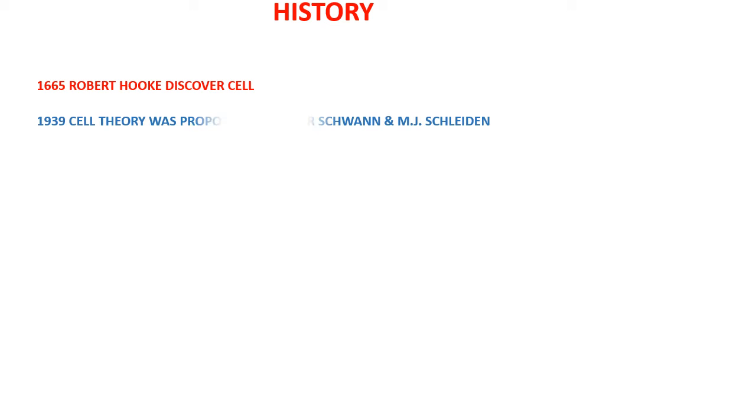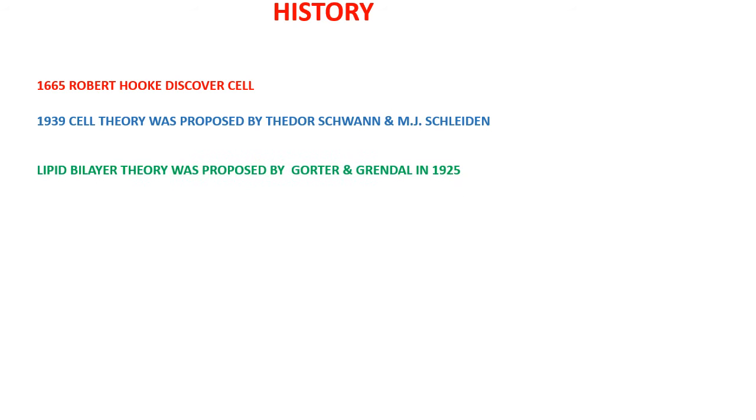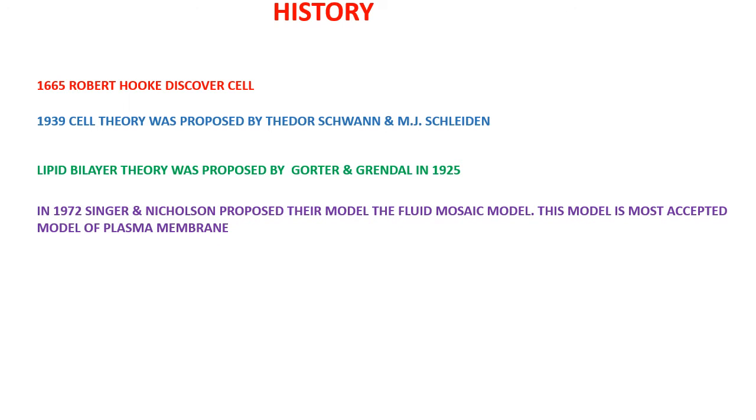Before studying the structure of the plasma membrane, let us see the history of the cell. In 1665, Robert Hooke discovered the cell. In 1839, cell theory was proposed by Schwann and Schleiden. We have already discussed it. The lipid bilayer model was proposed by Gorter and Grendel in 1925. They were the first to describe that the membrane is made up of two layers of lipid, that is, the lipid bilayer model. In 1972, Singer and Nicolson came with their model known as the fluid mosaic model. This model is the most accepted model of the plasma membrane.